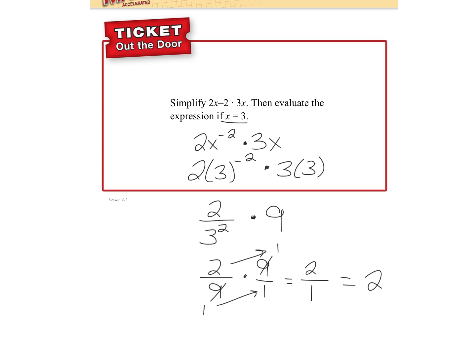Questions? Negative exponents? No bueno. Cannot have negative exponents. All right?